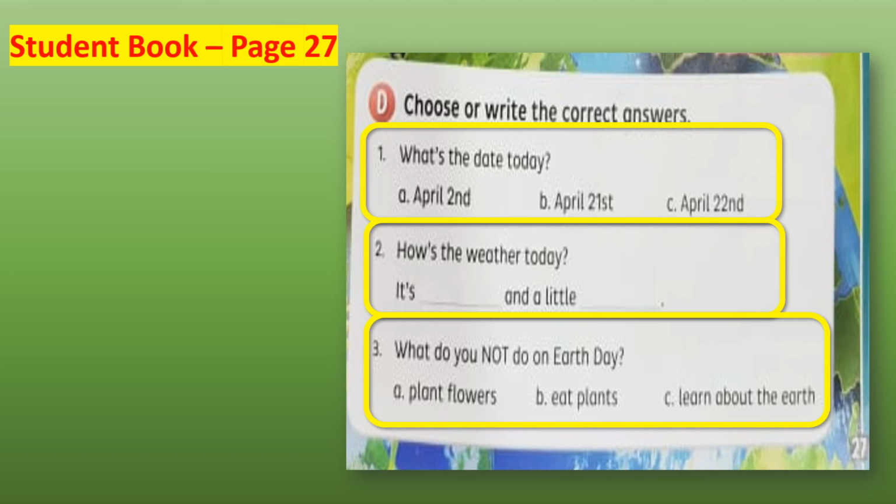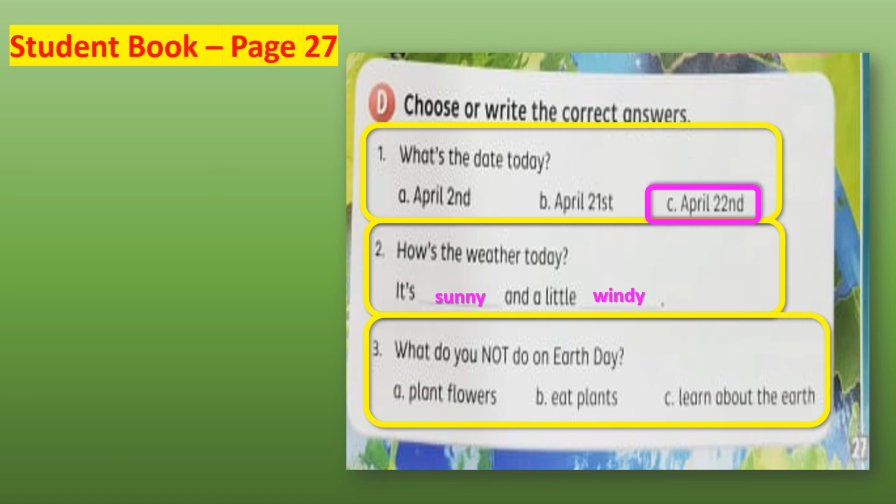Okay, time is up. Number 1, what's the date today? Well, if we read the story, it says it's Tuesday, April 22nd, so the answer is C. Number 2, how's the weather today? Well, if you read the story, it says the weather is sunny and a little windy. If you wrote it's windy and a little sunny, that is wrong.